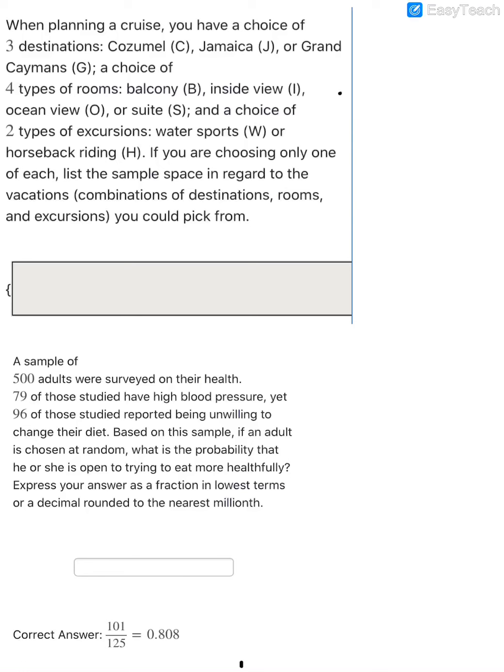Now I'm going to draw something called a tree diagram just to kind of help me organize the information. So I have to first choose my destination. So I either have Cozumel, Jamaica, or the Grand Caymans.